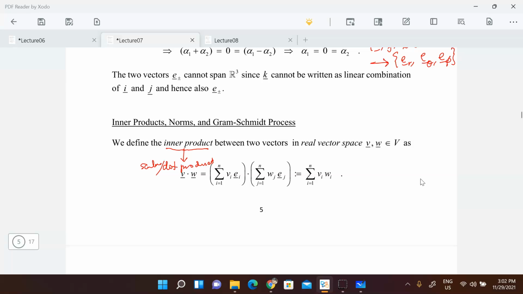The idea is still the same. You take two different vectors in the space, and you map them to scalars, which for a real vector space will be the real numbers. So this is essentially your inner product.